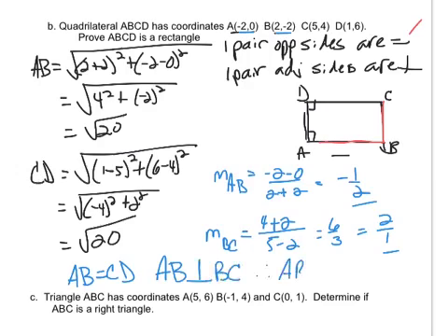Therefore, ABCD is a rectangle. That's just a little introduction to a coordinate geometry proof where we use the distance formula, the slope formula, and possibly the midpoint formula to prove different things.